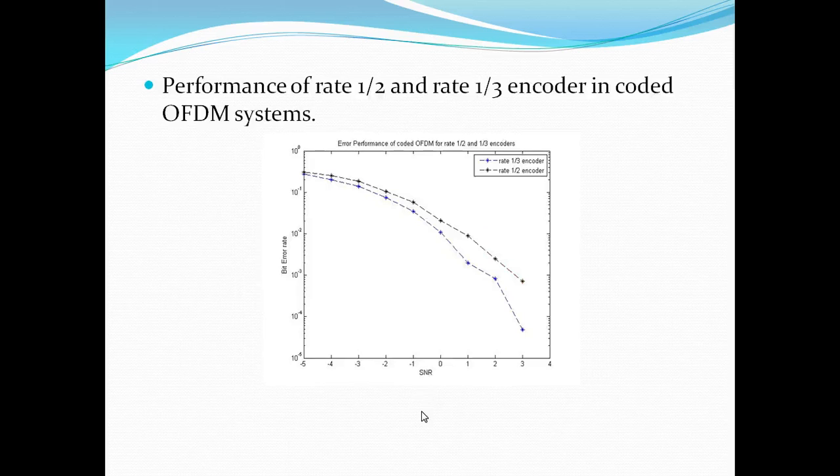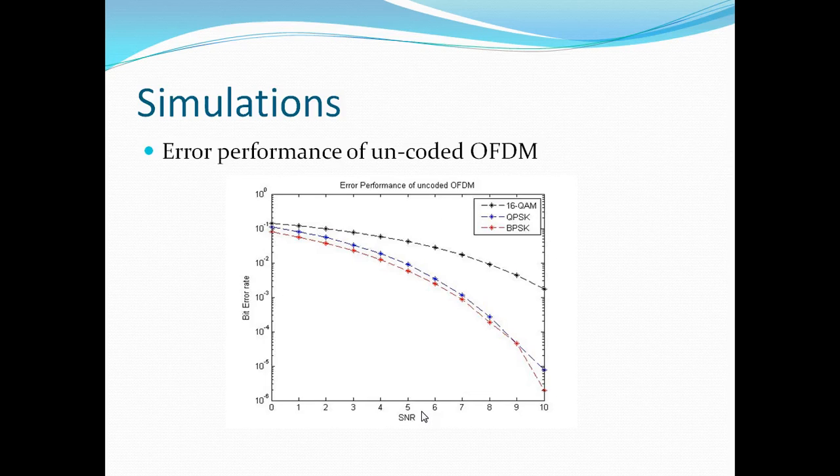The OFDM system and the convolutional encoder and the Viterbi decoder are then integrated, and the performance is evaluated. It can be seen that the rate 1/2 encoder gives worse performance compared to the rate 1/3 encoder, but the overall performance is far better compared to the uncoded OFDM.